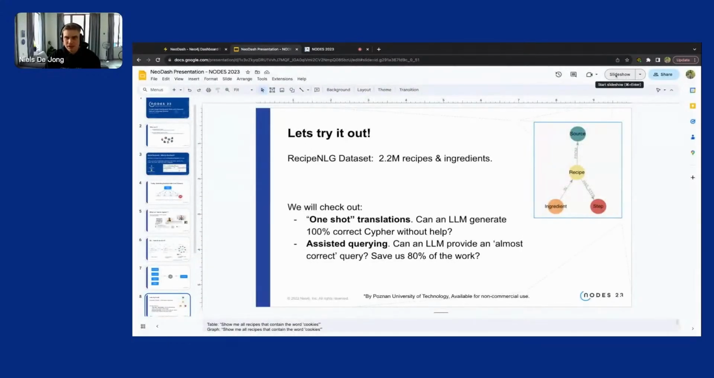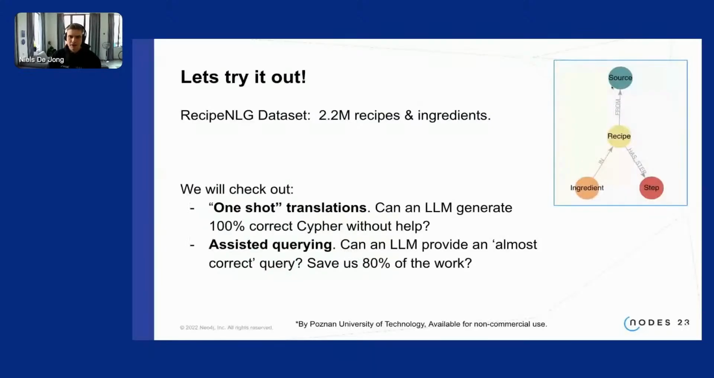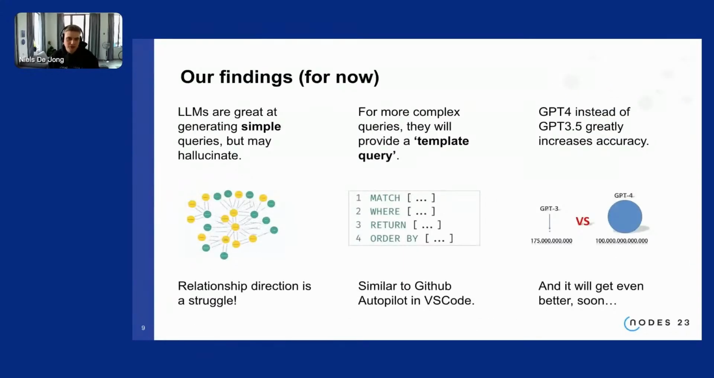Going back to the slides, let's see what can we conclude from this, right? LLMs are pretty good at generating Cypher queries, but sometimes they do hallucinate. They don't always provide the exact thing that you're looking for. And we saw that it's struggling with relationship direction. There's actually already a solution for this out. There was a competition a while ago. So this is something that we're going to be improving in the next version of this plugin.